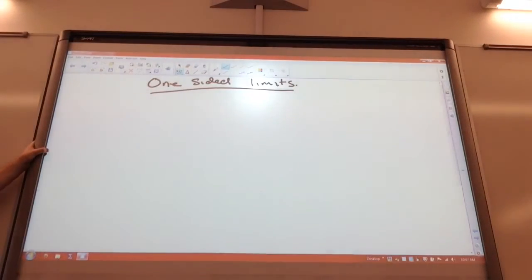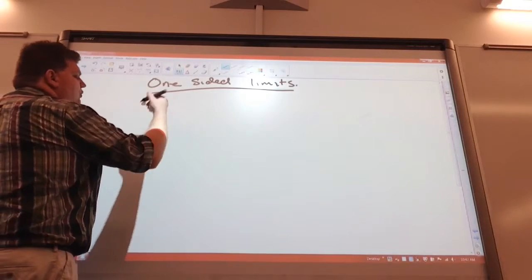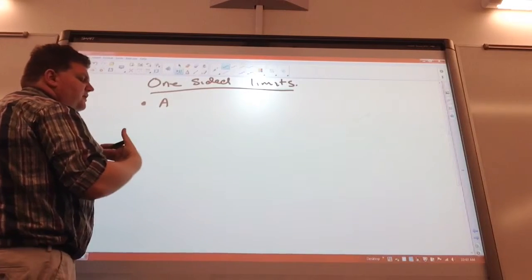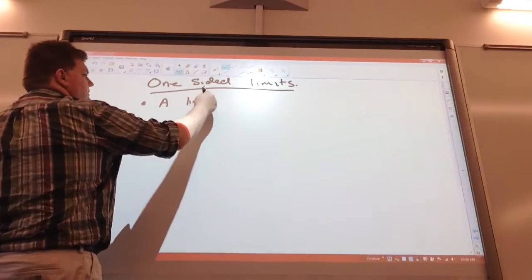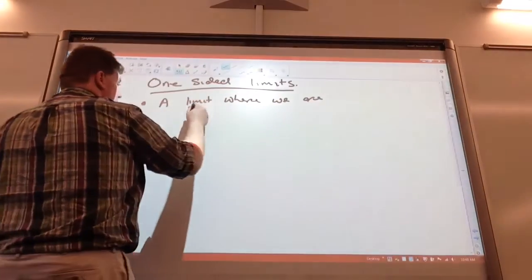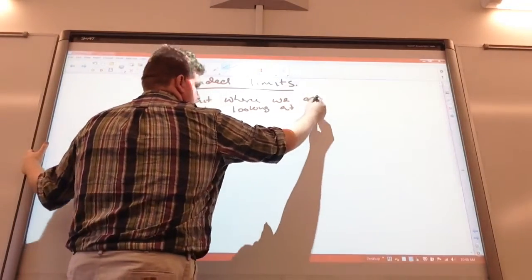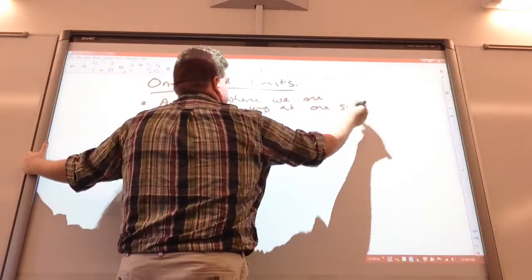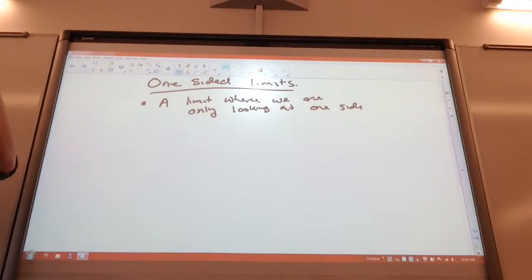So a one-sided limit is just a limit where we're only looking at one side of it instead of both, right? So these could be right-sided limits or left-sided limits, if you will. All right, because we're only looking at one side.